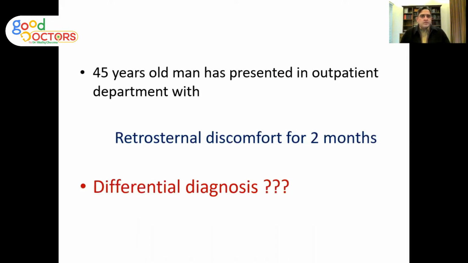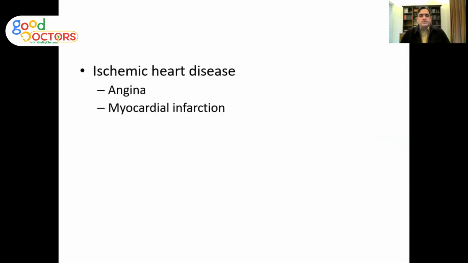The very first thing that should come up in my mind is the differential diagnosis that I'm going to think of in this particular patient. At the top of that list, the first thing I'm going to think about is ischemic heart disease, because he's a 45-year-old and he has presented with retrosternal discomfort.